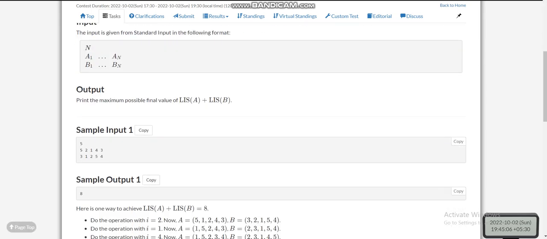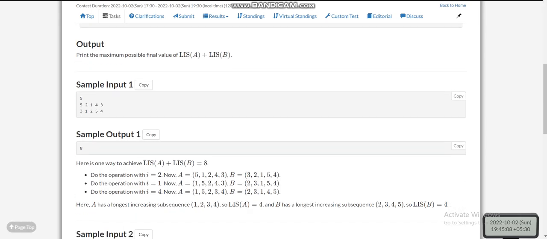So let us take the first case: 5 5 2 1 4 3 3 1 2 5 4. Here you can check that they are first doing this operation with i equals 2. So they will swap 1 and 2 here. The array will become 5 1 2 4 3. And similarly this 1 and 2 will also get swapped, so the array B will become 3 2 1 5 4.